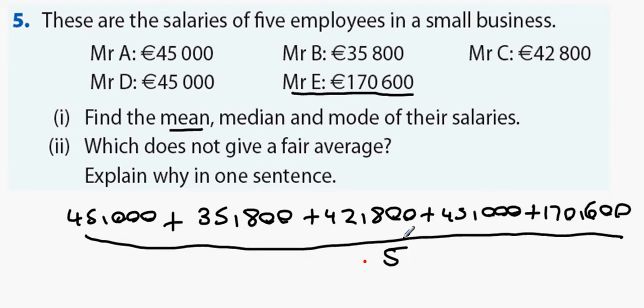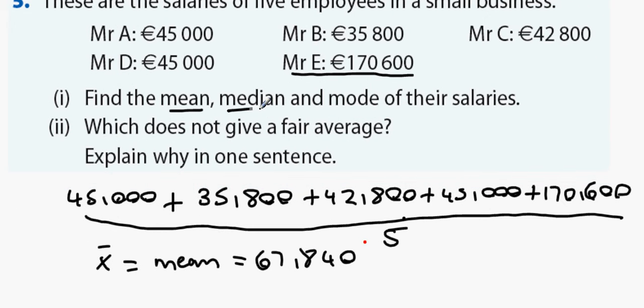42,800 plus 45,000 plus 170,000. Just always double check your figures, okay? Because you don't want to be giving away any easy marks, okay? So we're just going to press equals and then divide that answer by 5, and what we're going to get is the average, the mean, is going to be 67,840. The mean, also known as X bar, is 67,840.